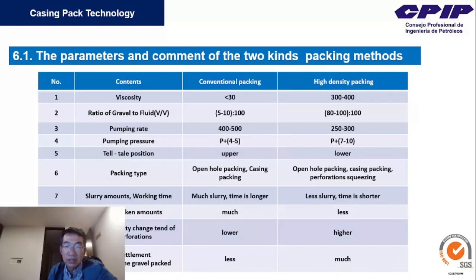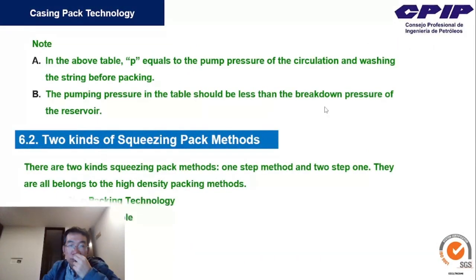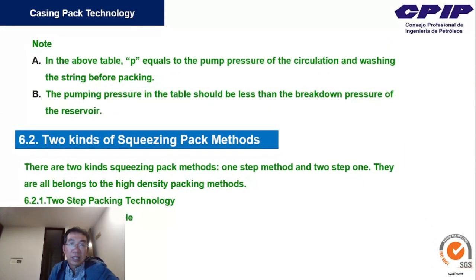Gravel broken amount is less. The permeability change time of the perforation is higher. The settlement situation of the gravel pack is much. Note: in the above table, P equals the pump pressure of the circulation and washing the stream before packing. The pumping pressure in the table should be less than the breakdown pressure of the reservoir.